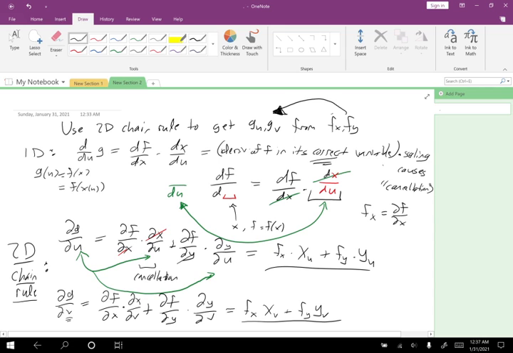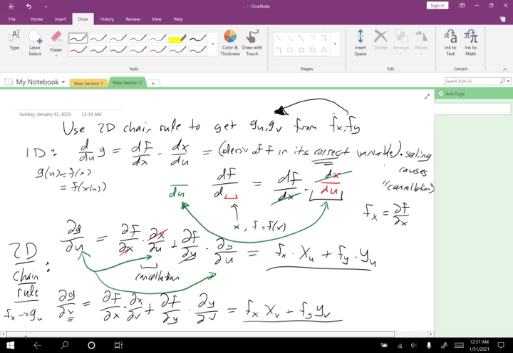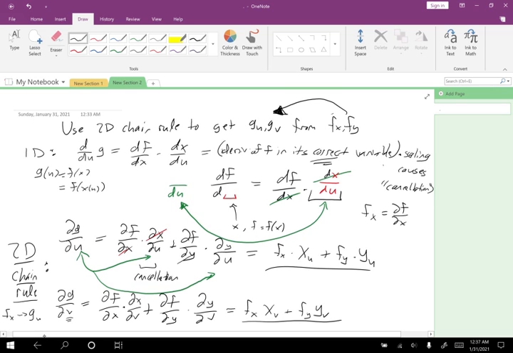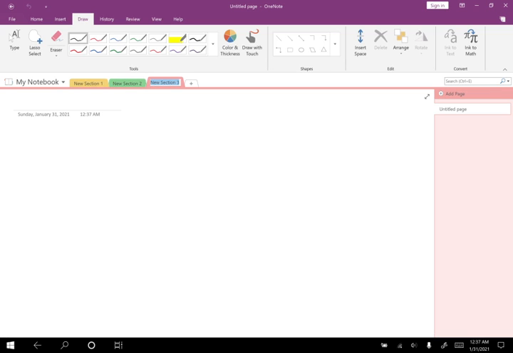Okay, so to summarize, it converts f sub x to g sub u, just like in 1D. So let's apply it to our example, where we had g of u, v equals f of e to the u plus sine of v, e to the u plus cosine of v. So remember, this is our x and this is our y.